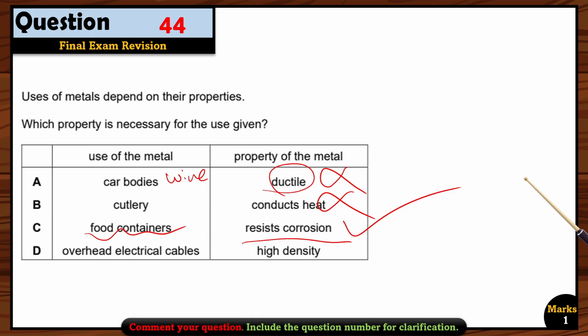Overhead electric cables. We also use metals in overhead electric cables because some metals are low in density. We use them in the electrical cables overhead. Not the earth cables. We are talking about the overhead cables. So their density is low. That's why we use them. So this option is also wrong, and we are only left with option C. So option C is the right option.